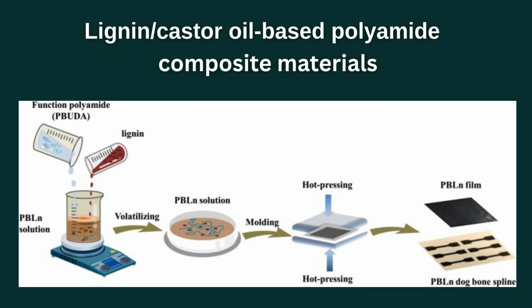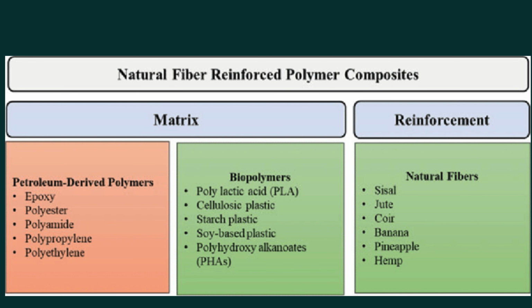Polyamide composites based on castor oil are commonly reinforced with natural and synthetic fibers. Microfibrillated cellulose has been used to improve thermal stability and mechanical strength, while carbon and glass fibers provide higher stiffness and elasticity. The choice of reinforcement material and its compatibility with the polymer matrix are critical factors in determining the overall performance of the composite.